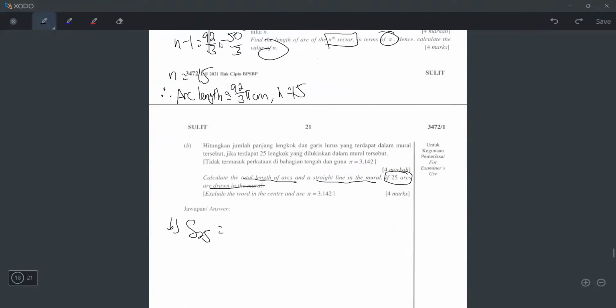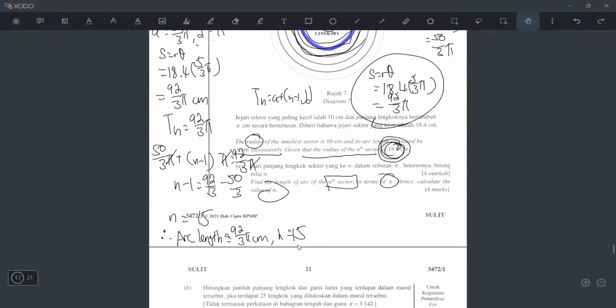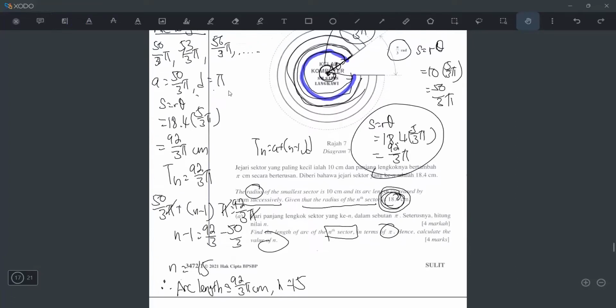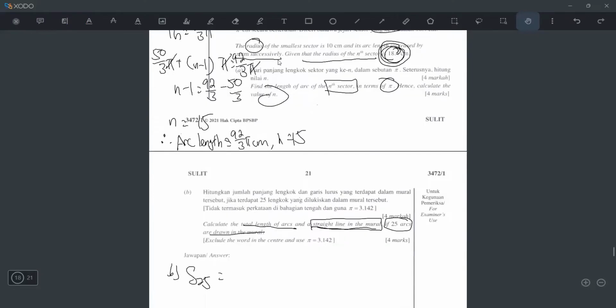Okay, but actually if you do S25, it's still not the answer yet, because they say calculate the total length of arcs and also you have to add with the straight line in the mirror. I'm not sure what they meant by this, but I think it's maybe 1, then 2, then 3, 4, 5 until 25, and then plus these two lines, I think. Maybe. I think it's this line and this line. But we will worry about that later. Let's do the S25 first.